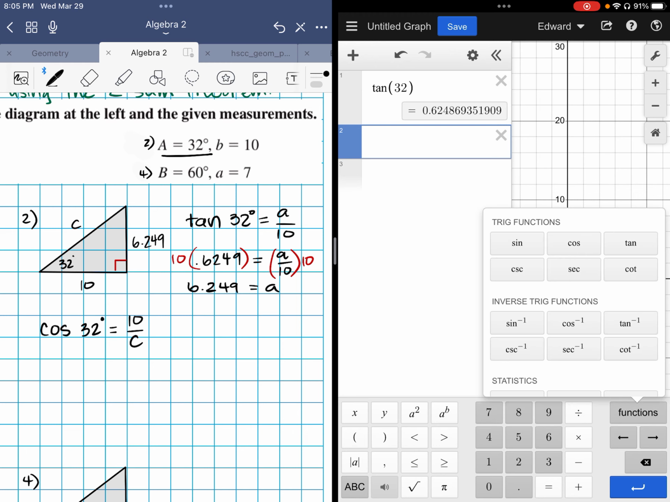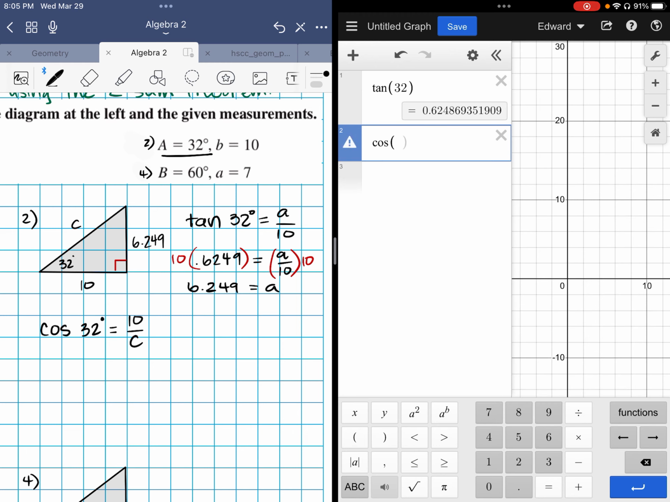All right, we have to go back to Desmos. We're going to type in cosine. So hit the function, find cosine, and we're going to do 32 degrees. That's going to give us 0.8480. So we'll write 0.8480 is equal to 10 over C.